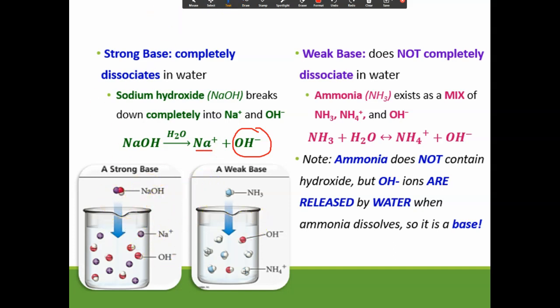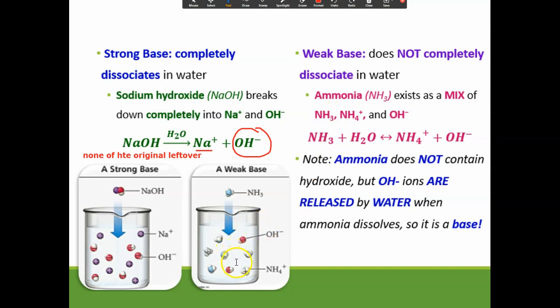There's, again, none of the original left over. So none of the original NaOH is still in solution. Now, a weak base, on the other hand, does not dissociate completely in water. The example we talked about in class is ammonia.